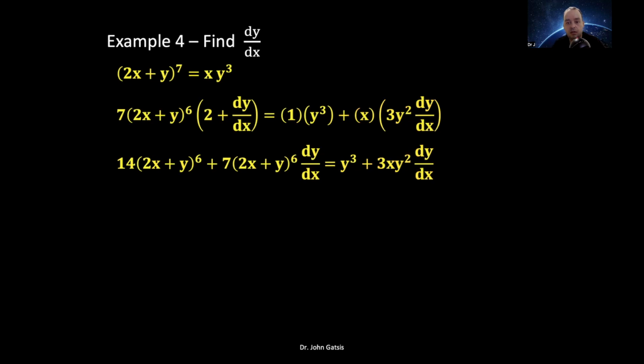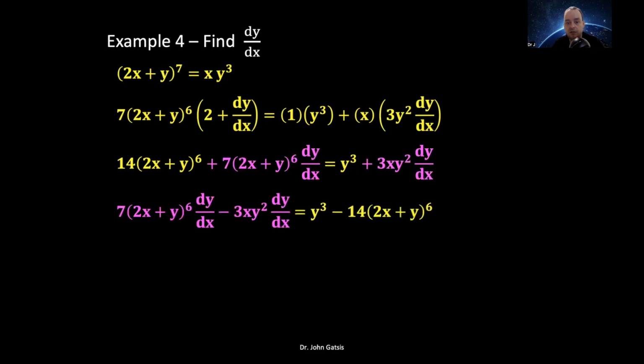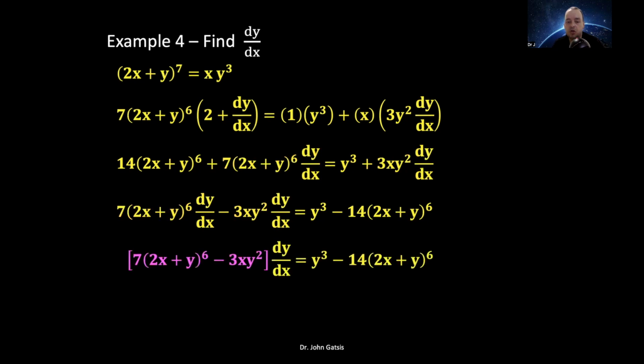Now, let's get the dy dx's on one side. And any other term that does not have a dy dx will go on to the right-hand side. So move these guys to the left and move the rest of the stuff in yellow to the right. So a little bit of flip-flopping from one side to the other. On the left-hand side, let's factor out the dy dx. I put a square bracket here because there's already a round bracket. We need that extra level of parentheses here.